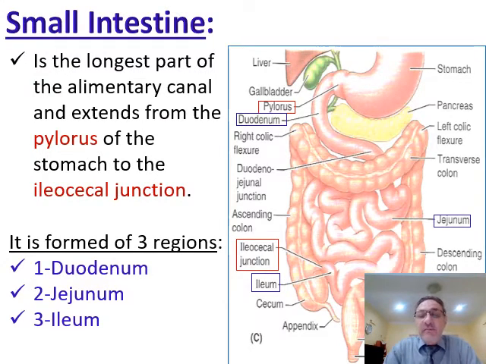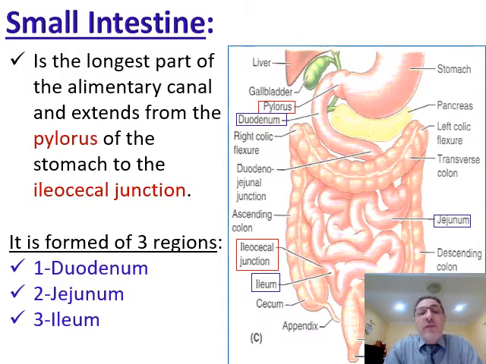Small intestine, its length is very long, a tubular structure extending from the pylorus of the stomach and ending down at the ileocecal junction, the junction between ileum and cecum, which is the first part of large intestine.